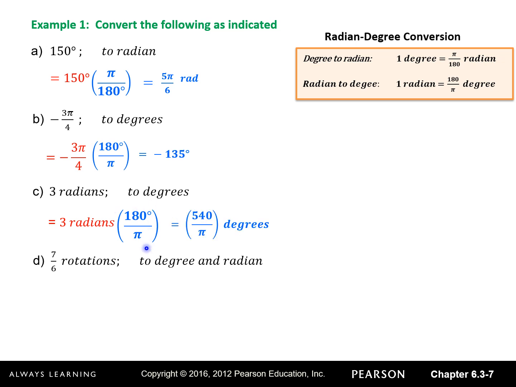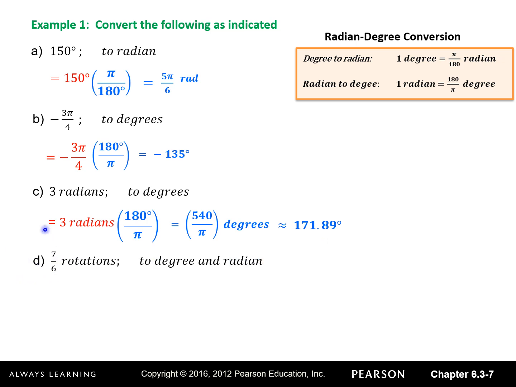So just multiply them. 3 times 180 is equal to 540 divided by pi. So that will be equivalent to 540 over pi in degrees. So this will now be in degrees. Okay, so you can convert this pi into the real number 3.14, which is approximately equal to 171.89 degrees.